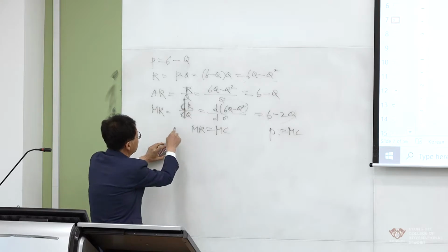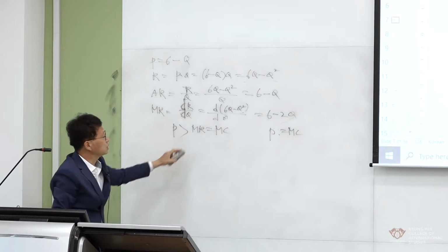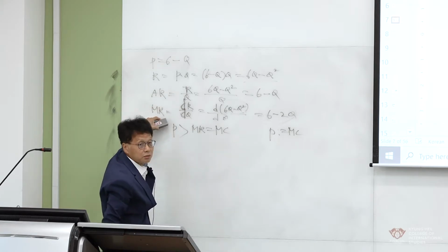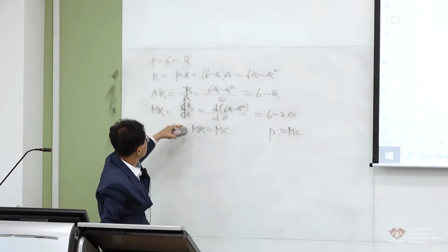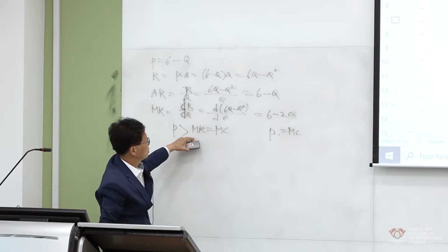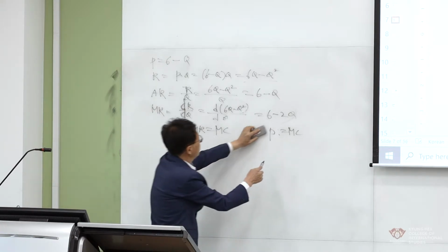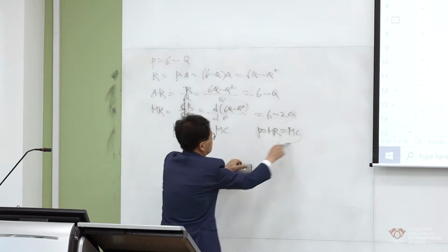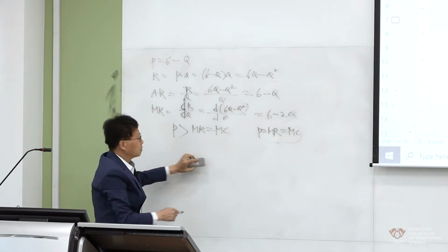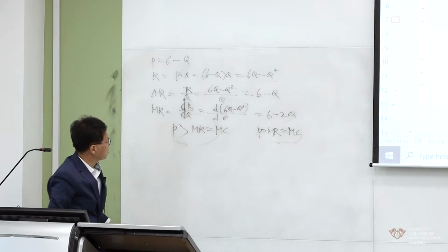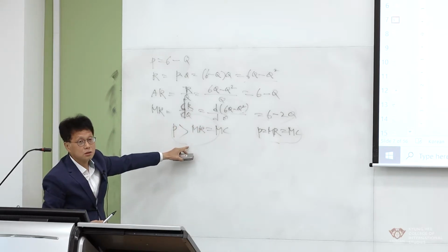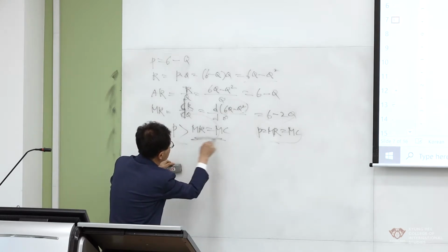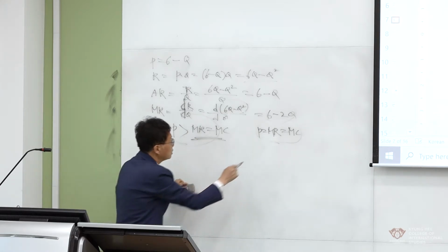And we know that price is higher than marginal revenue. Average revenue is greater than marginal revenue. Price is greater than marginal revenue. When the market is not perfectly competitive, this condition is satisfied. Anyway, the profit maximization condition says this one.